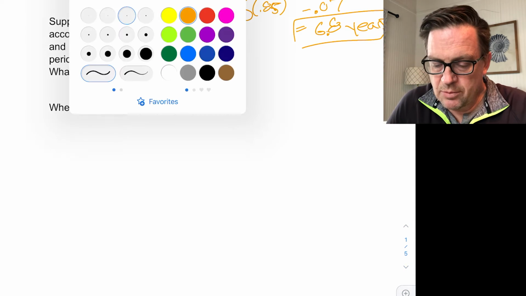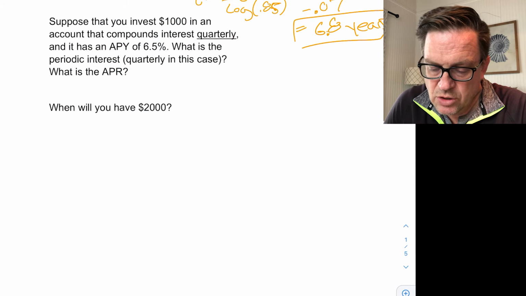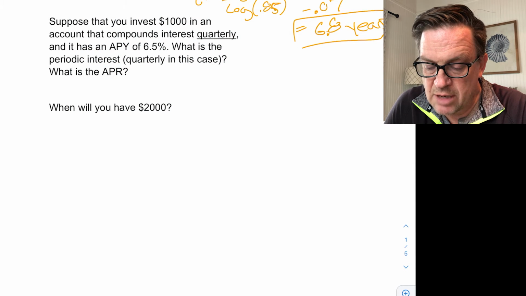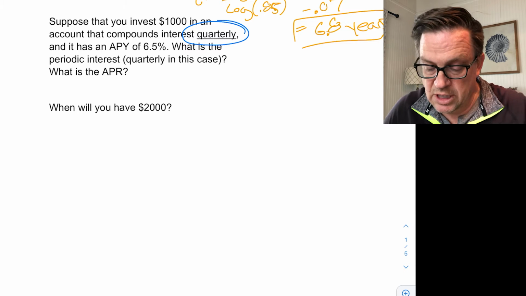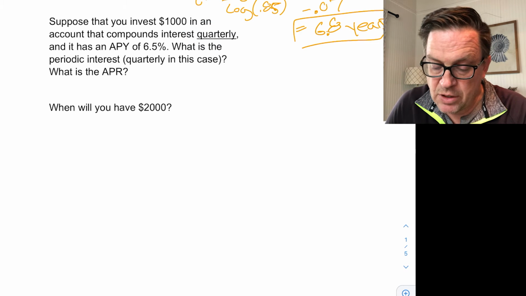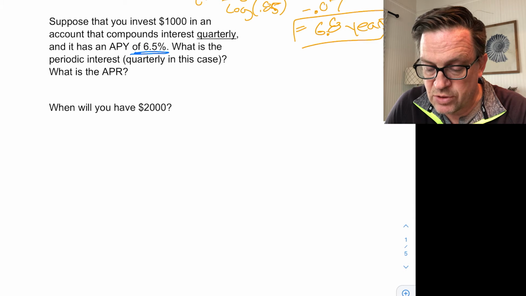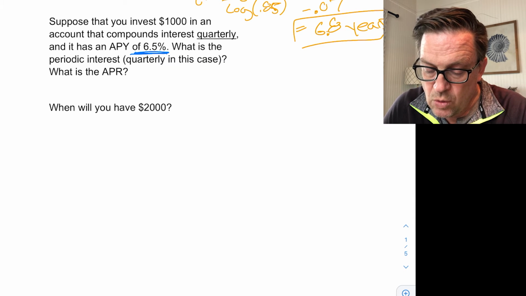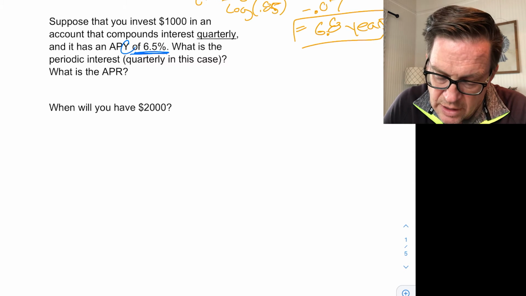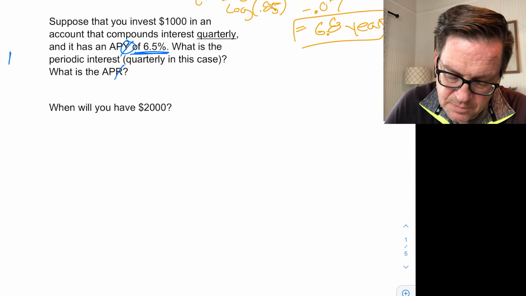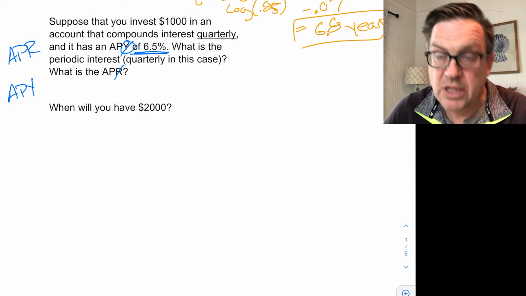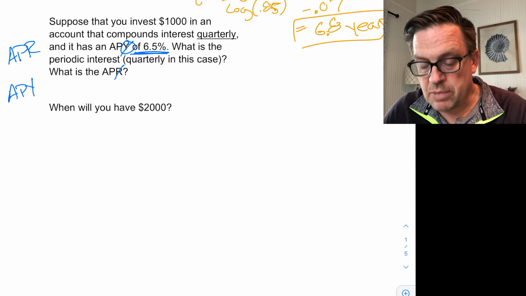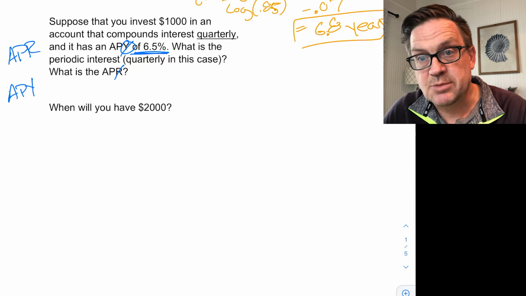So, a compound interest problem. Suppose you invest $1,000 in an account that compounds interest quarterly. So let's keep that in mind. And it has a periodic rate, or an annual percentage rate, of 6.5%. What is... I think I have R and Y switched here, so I apologize for that. Because the rate is what the bank claims annually, they'll give you 6.5%. That's the APR, the annual percentage rate.